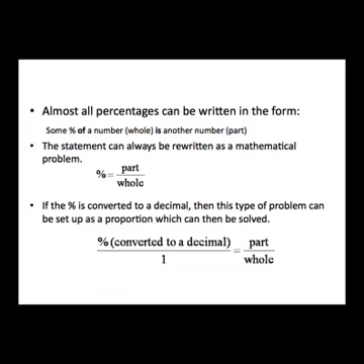Some percent of a number is another number. In other words, the first is the whole, and the other number is a part. The statement can always be rewritten as a mathematical problem. Percentage equals part over whole. If the percent is converted to a decimal, then this type of problem can be set up as a proportion, which then can be solved: percent divided by 1 equals part over whole.